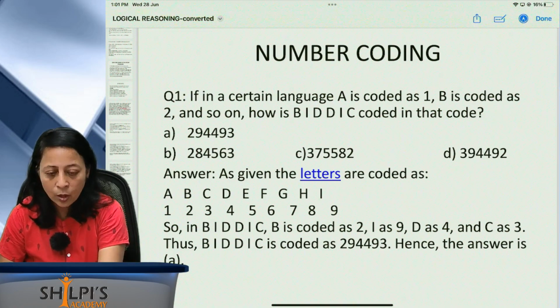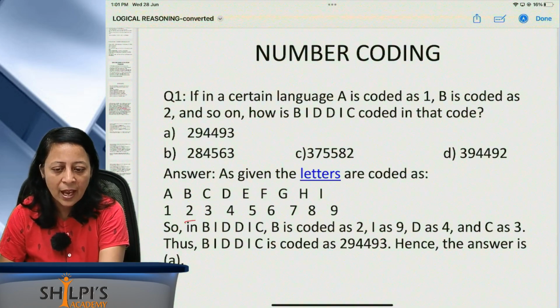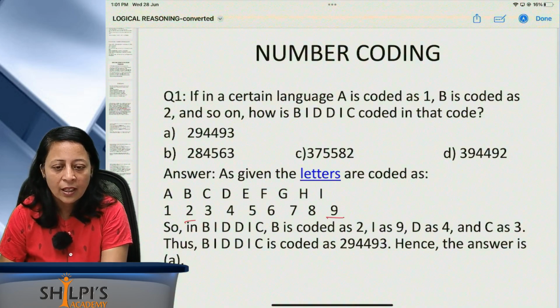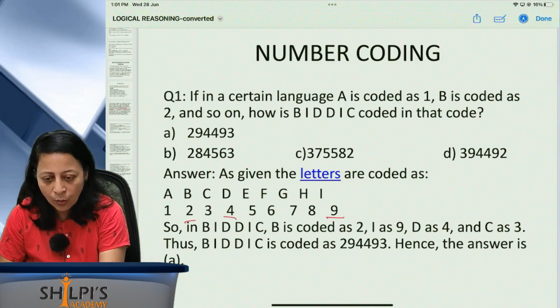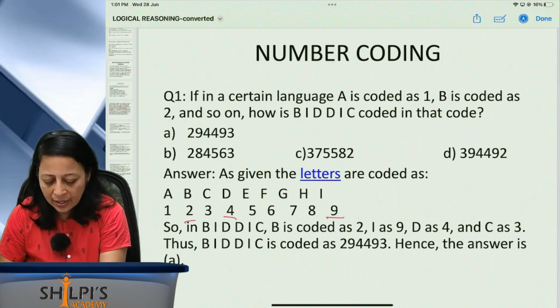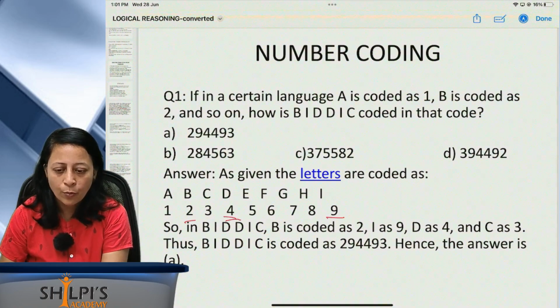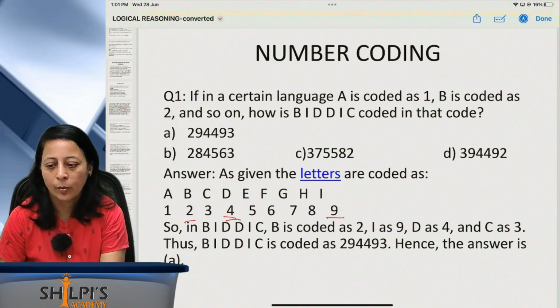B is 2, then I is 9, then D is 4, then again D is 4. So just see which suits you here. 2, 9, 4, 4. So it is option A. Okay.